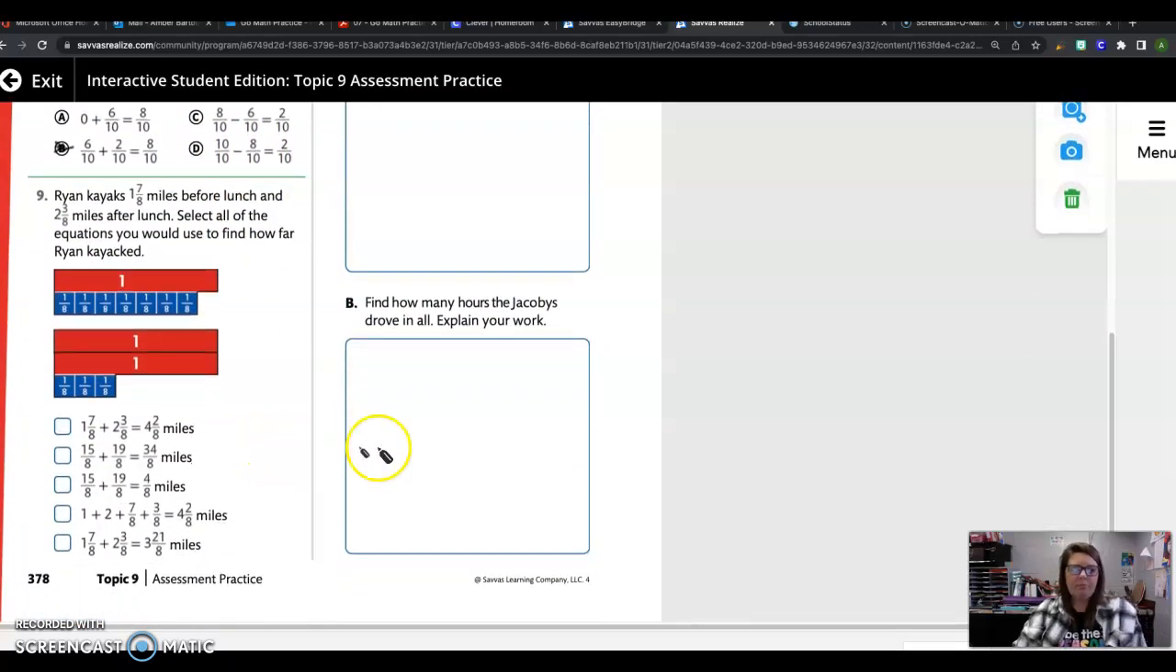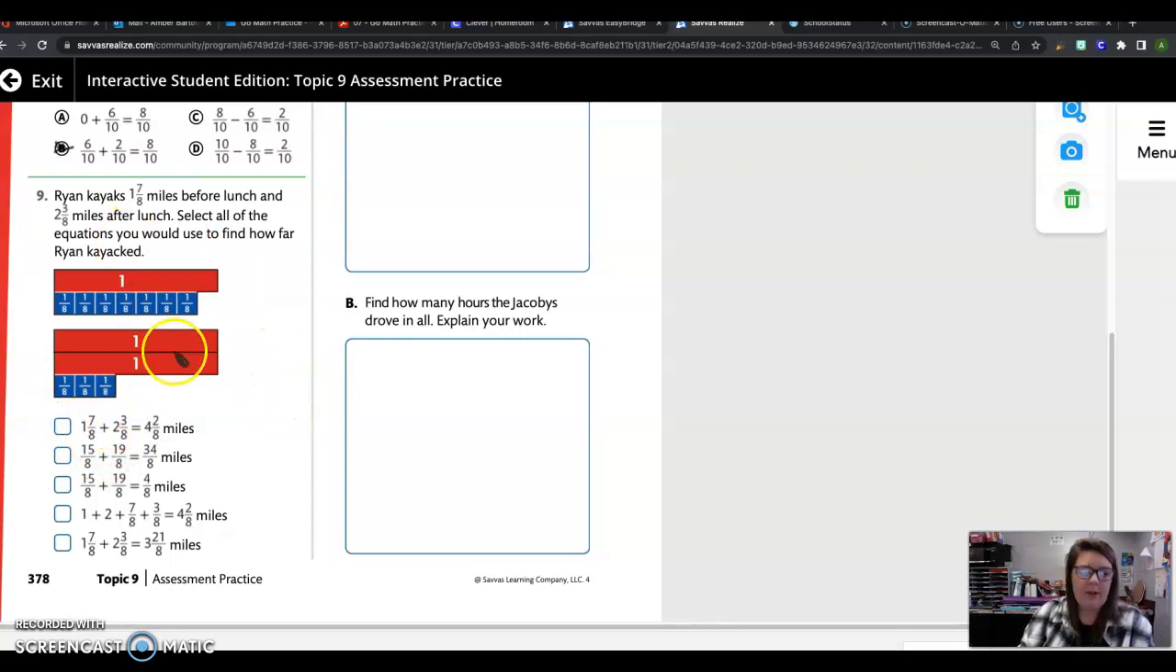All right. Number 9. Ryan kayaks 1 7/8 miles before lunch and 2 3/8 miles after lunch. Select all of the equations you would use to find how far Ryan kayaked. First of all, what type of equation are we looking at here? Addition, subtraction, multiplication, division? Addition, right? We need to see how much he kayaked before lunch and after lunch. So we're going to be adding this together.